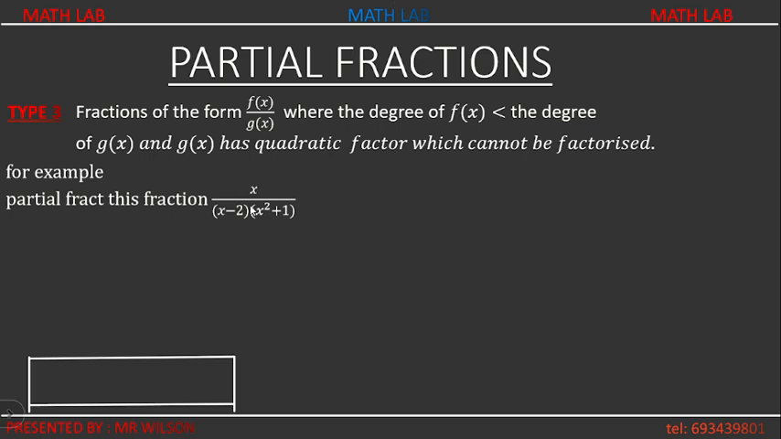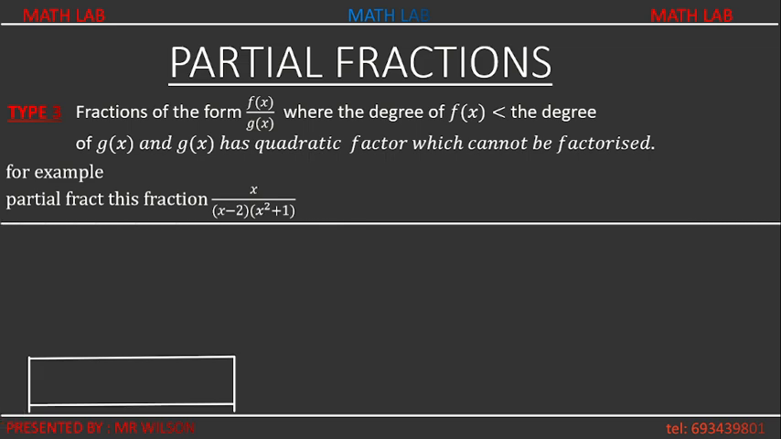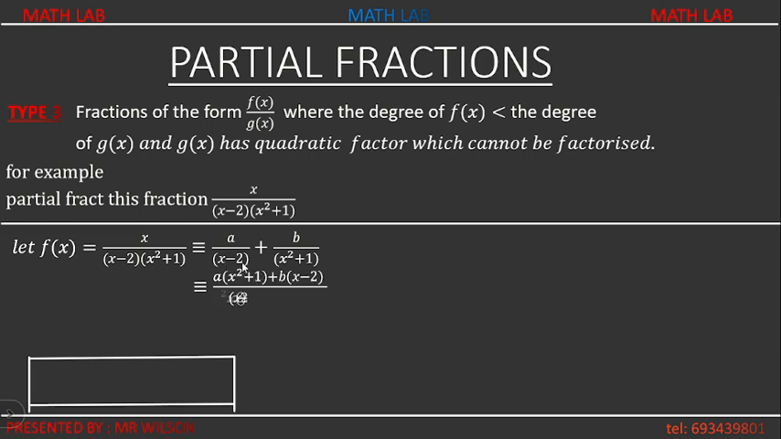For example, let us partial fraction x all over (x minus 2) times (x squared plus 1). So that's our quadratic that we cannot factorize. So let's have the solution. We let f of x be equal to our fraction. This function now will be equivalent to what? A all over x minus 2 plus B all over x squared plus 1.